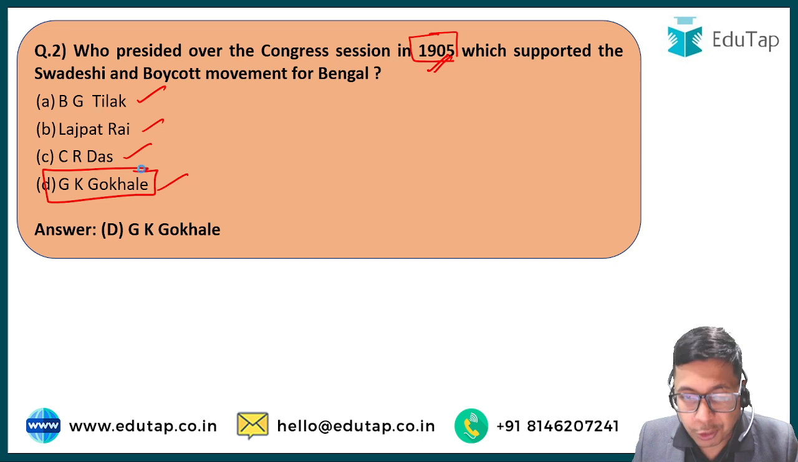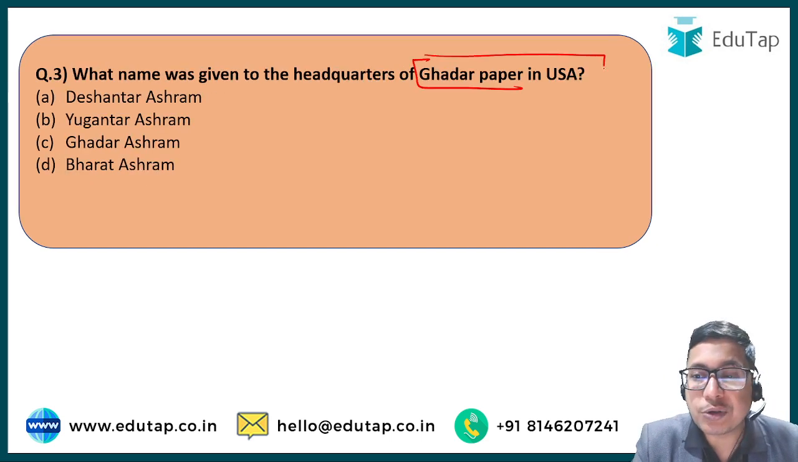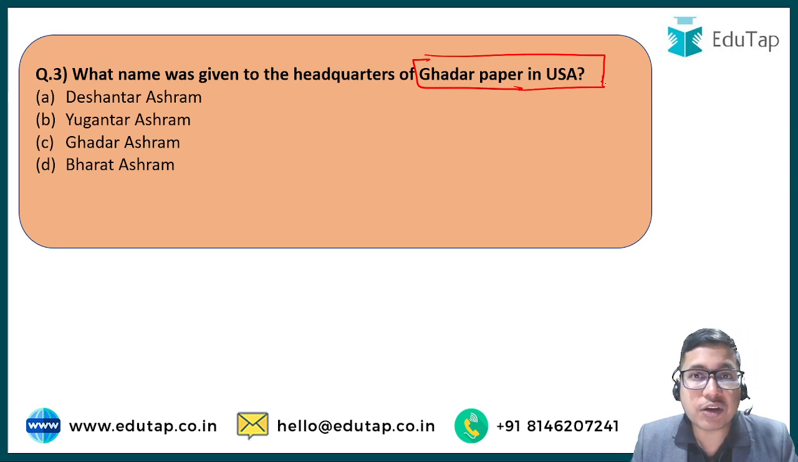Okay. Question number 3. What name was given to the headquarters of Gadar Paper in USA? The Gadar movement was one of the first revolutionary movements which arose out of India, and its headquarters were based in India and also in the United States of America. The Gadar party also came up with a newspaper, Gadar, which was published in USA, and nationalist articles, the propaganda for Indian freedom, were being published in that newspaper. What was the name of the headquarters of the Gadar paper in USA?